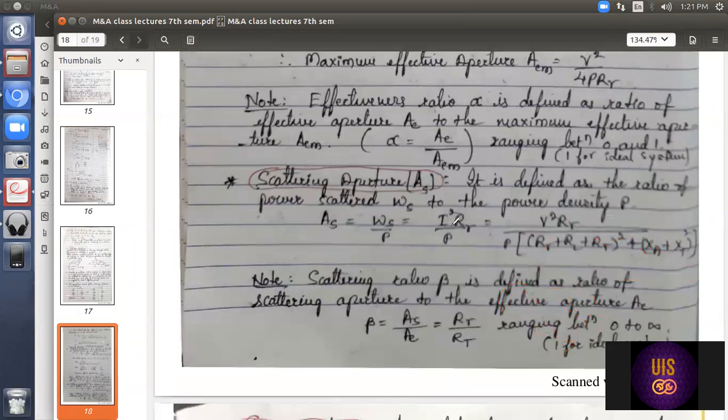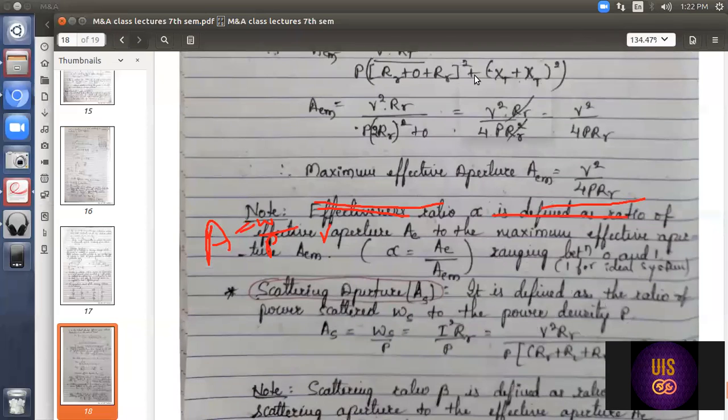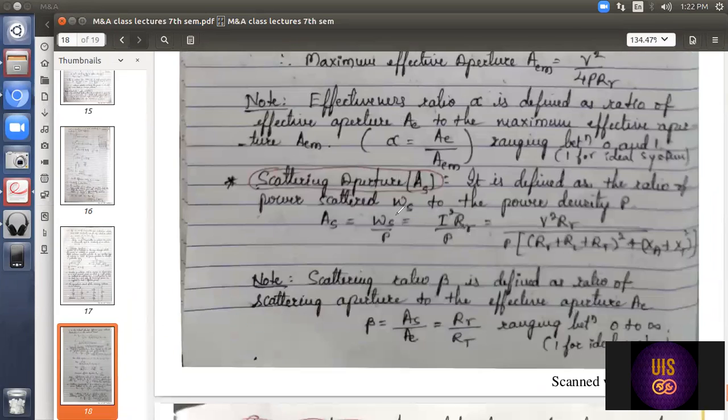Coming to the next, scattering aperture AS, it is defined as the ratio of, again, we have seen area is equal to, from the power density, W divided by P. So the scattering aperture AS is given by the ratio of scattered power to the power density. But in case of effective, you check, it is effective power by power density. Fine. So writing this, Ws by P, and W power is equal to I square into R, I square into RR.